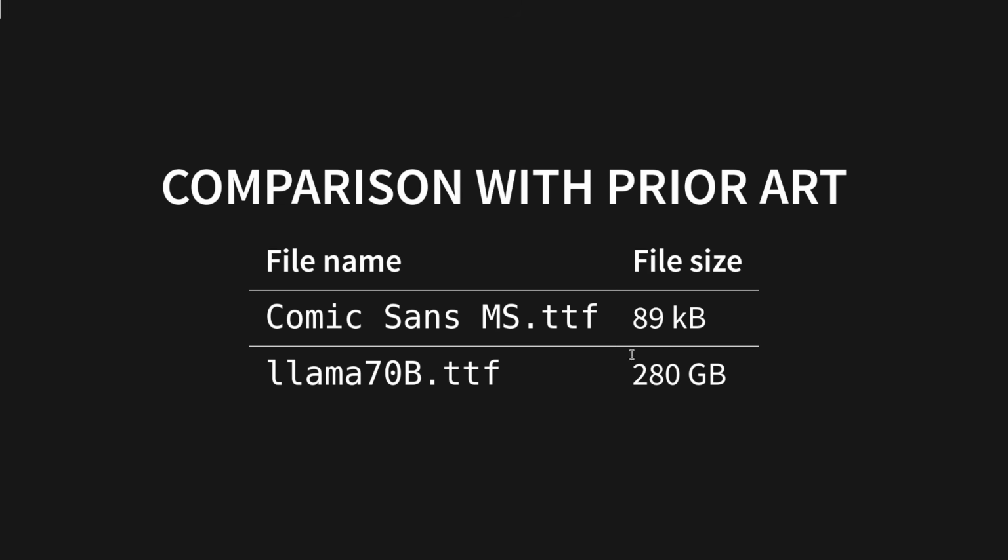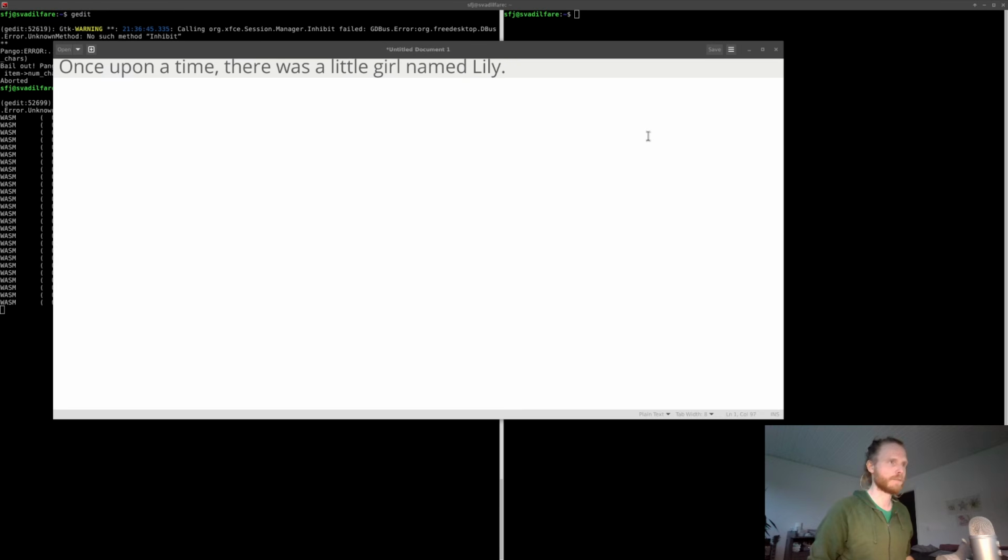So one upside or a downside, depending on how you look at it, is that a file like Comic Sans takes up 89 kilobytes, whereas if you want to include a 70B inference model into a font file, you will end up having a 280 gigabyte font file, which is probably not good for your personal web page necessarily. And there are some other drawbacks that you might want to consider.